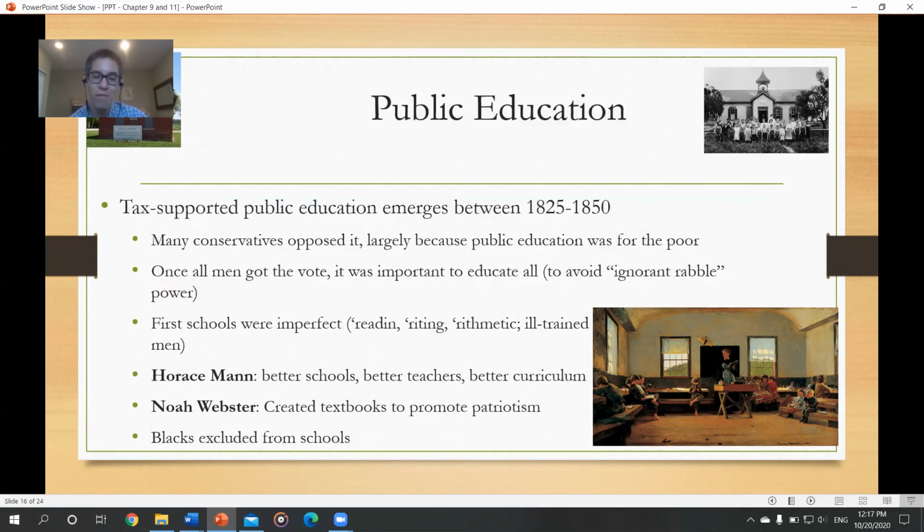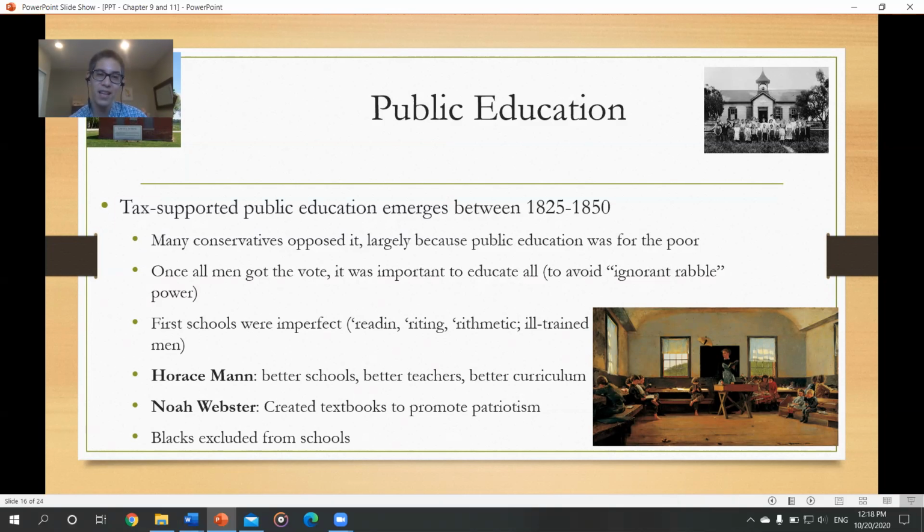And so we begin to see state-run public schools. Now, these first schools were not great. They focused on the 3 R's, reading, writing, and arithmetic. I know that's not R's, but that's how it was called back then. This was only for white people.